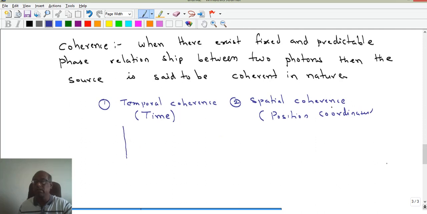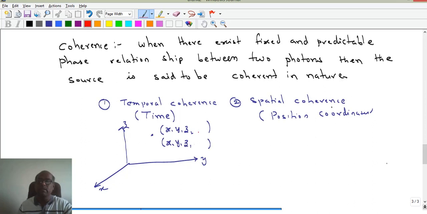You see, this is a Cartesian coordinate system. This is our x-axis, this is our y, and this is our z-axis. So this is an observation point whose coordinates are x, y, z. Here the point of observation will not change, but time changes: t1, t2, and so on. So at t equal to 0 seconds, we look at this point. What is passing through that?